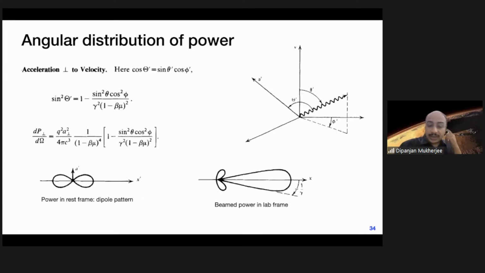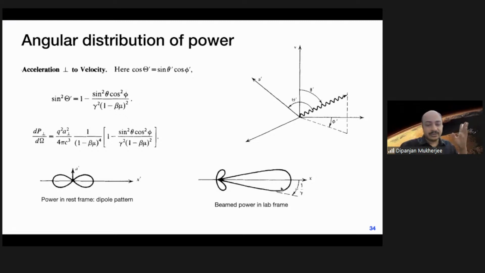The other possibility is that the acceleration vector is perpendicular to the direction of motion of the particle. This can happen, for example, if you have the particle moving in a circular orbit, then the direction of motion is perpendicular to the acceleration vector. In that case, the dipole pattern is of course perpendicular to the acceleration vector, but parallel to the direction of the motion of the particle. So one lobe of the dipole will get stretched, but the other lobe of the dipole will again get squished. So you will have a lobe structure of the dipole emission pattern like this. In either case, the emission is beamed along a direction of 1 by gamma.